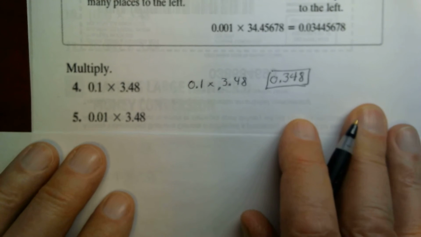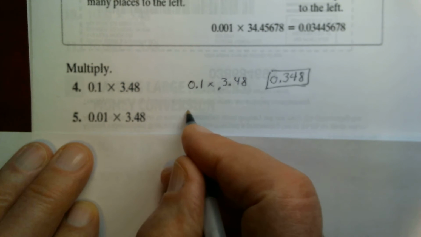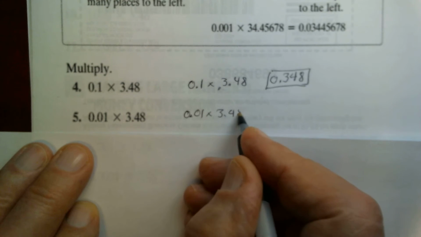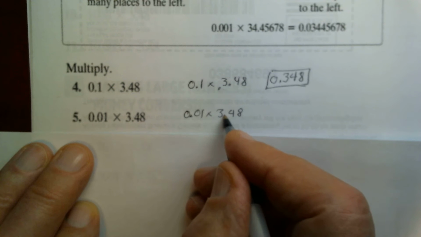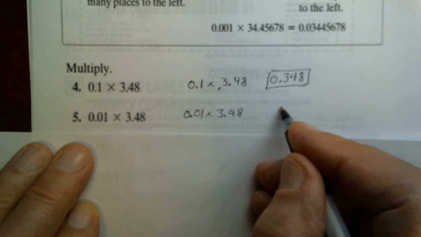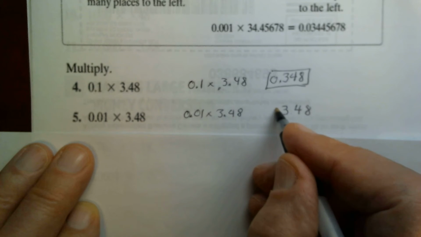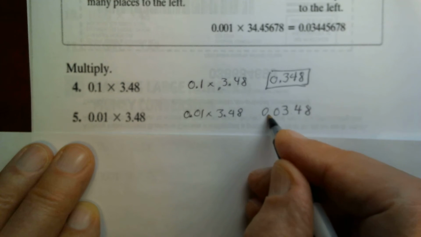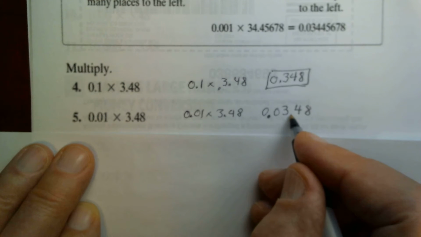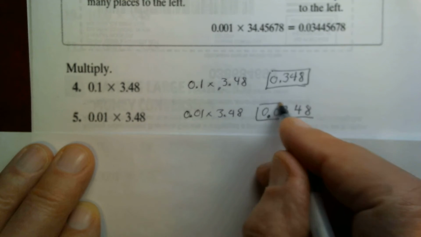In exercise number 5, 0.01 times 3.48. We are moving the decimal 2 places because we have 2 decimals. So we have 3.48. So the decimal was here. We move it 2 places. So therefore it becomes 0.0348. Remember, the decimal was between the 3 and the 4. We move it 2 places. So it becomes 0.0348.